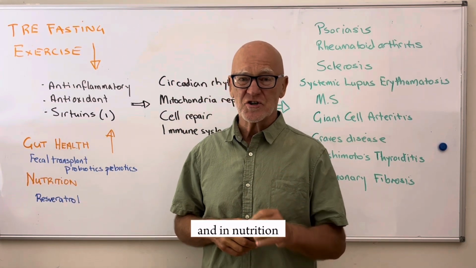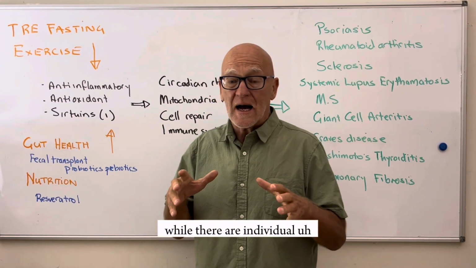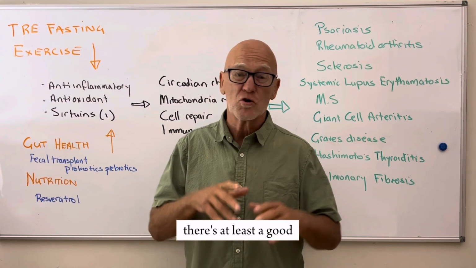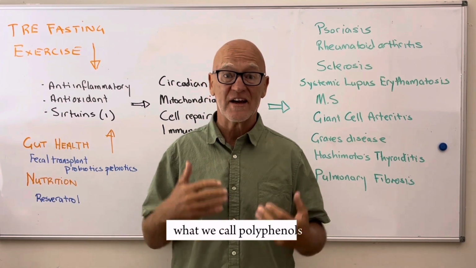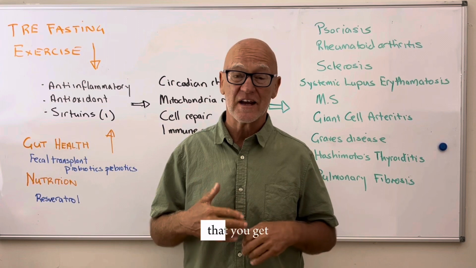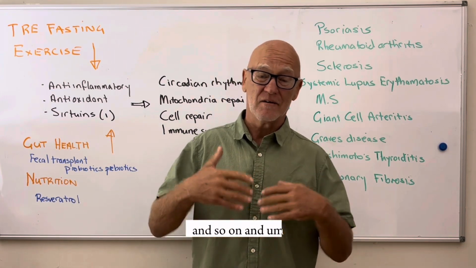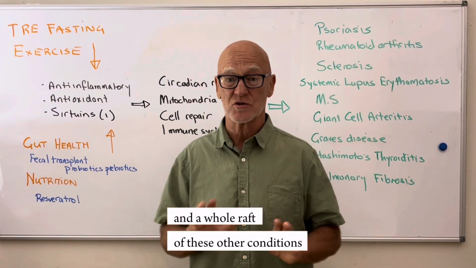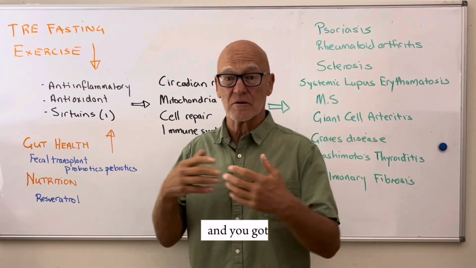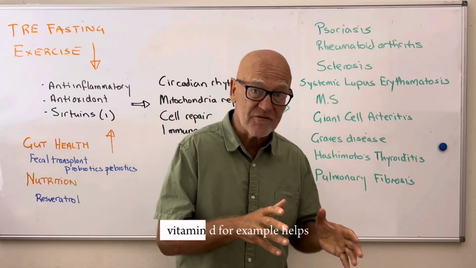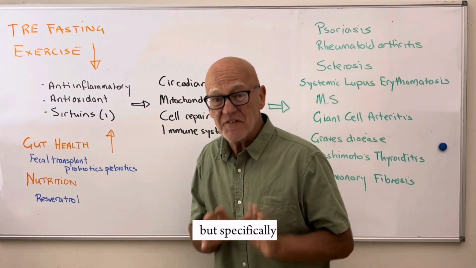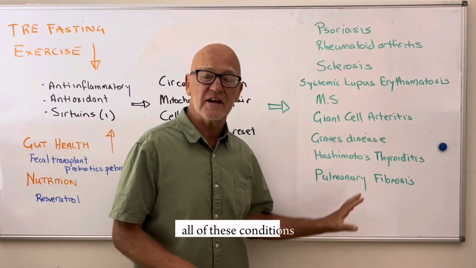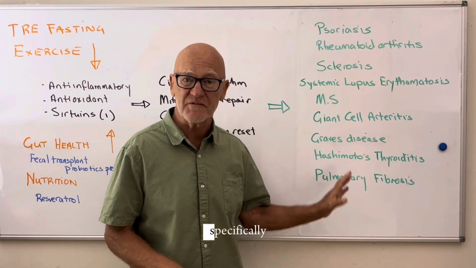And in nutrition, while there are individual studies, for example, when you look at rheumatoid arthritis, you'll see that there's at least a good half a dozen what we call polyphenols. Things like quercetin that you get in onions and apples and so on, and some of the green tea extracts and a whole raft of these other constituents, nutrients that are beneficial. You've got the minerals and some vitamins. Vitamin D, for example, helps. But specifically, I've isolated one that shows up in all of these conditions that I've listed here specifically.